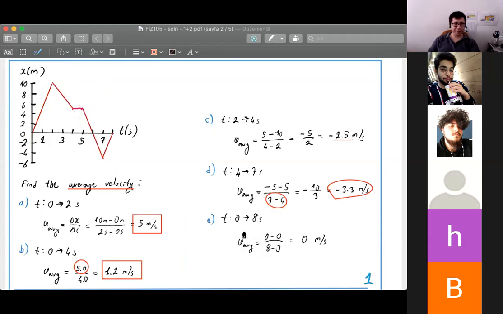And finally, find the average velocity for the whole motion. Okay? So what's the whole motion? It starts here, object starts here, and ends here. Oh, it ended where it started, right? Which means that displacement is 0. Okay, delta t is 8 seconds, so average velocity is 0.